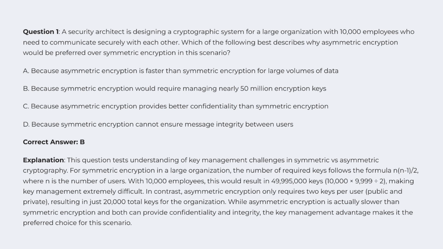In contrast, asymmetric encryption only requires 2 keys per user, public and private, resulting in just 20,000 total keys for the organization. While asymmetric encryption is actually slower than symmetric encryption and both can provide confidentiality and integrity, the key management advantage makes it the preferred choice for this scenario.